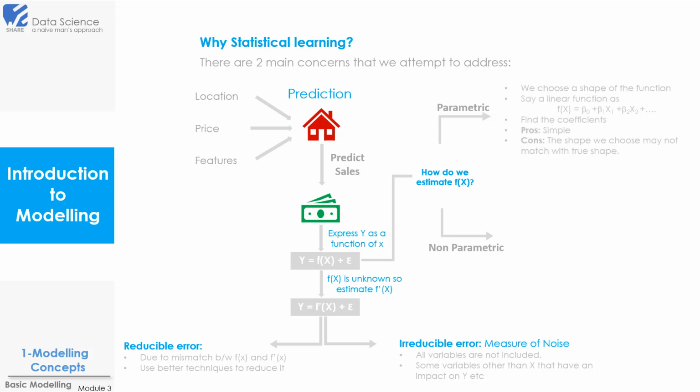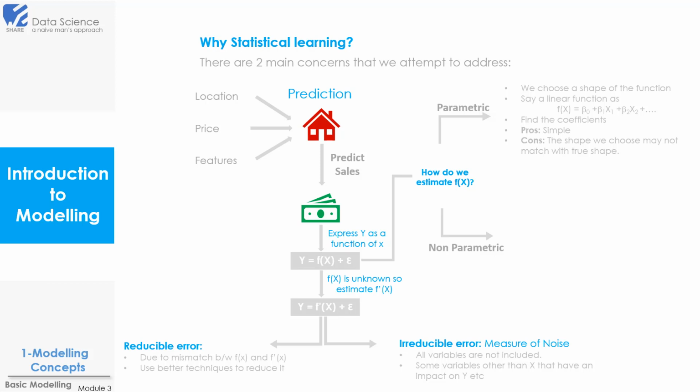In the parametric approach, we choose a shape of the function. Say we choose a linear function as f(x). So we can write f(x) = beta naught, which is the intercept, plus beta 1 into x1 plus beta 2 into x2 and so on. Once we find the coefficients, our model will be ready. We can substitute any value of x and can predict our sales.